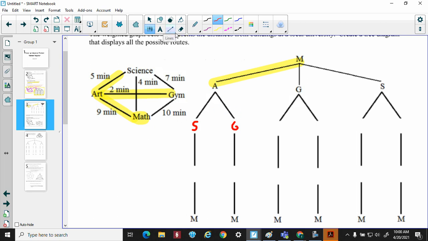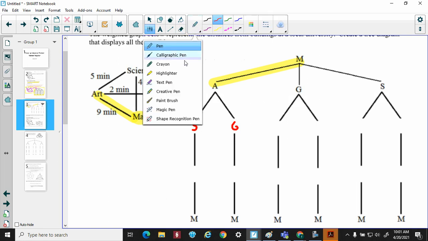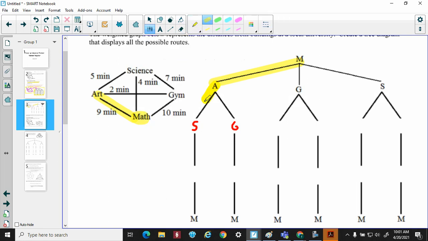Now you are going to fully investigate every single possible route. So what that means is, let me erase here, and let's say we decided on our tree, I'm just highlighting so you know what I'm doing, that we were to go to science. Where would we have to go next as we're completing our Hamiltonian circuit? We would have to go to the gym, and then we would go back to math.